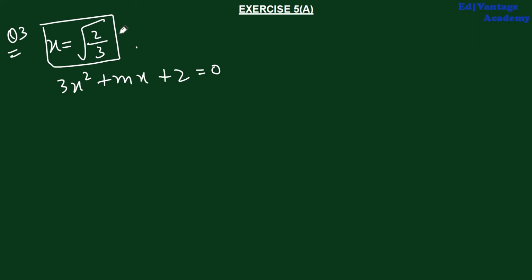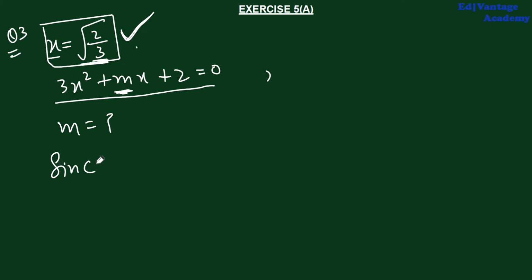They are saying x is equal to root 2 by 3 is a solution of this quadratic equation, find the value of m. So you can see there is m here. It should have some number, some constant. We have to find that. Since we know x is actually equal to root 2 by 3, we can directly substitute it. They have already told us this is a solution.